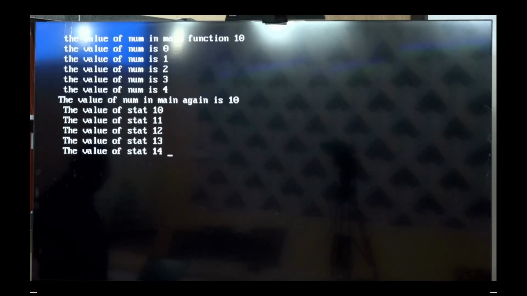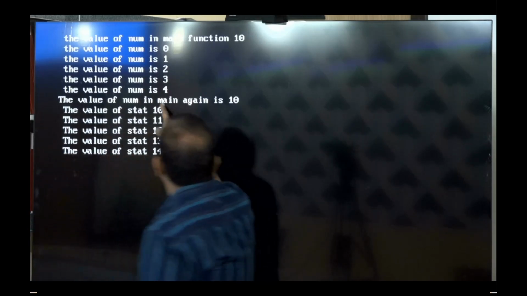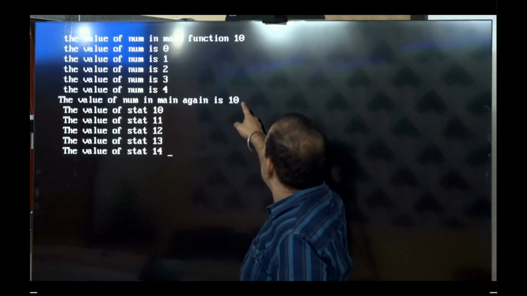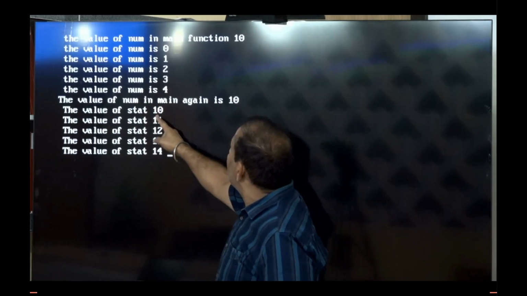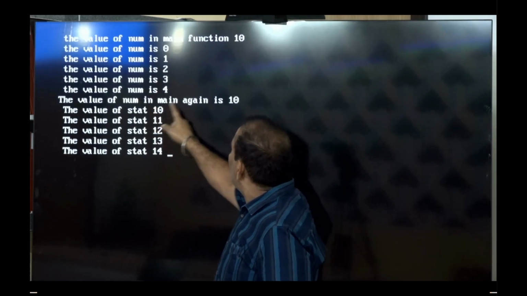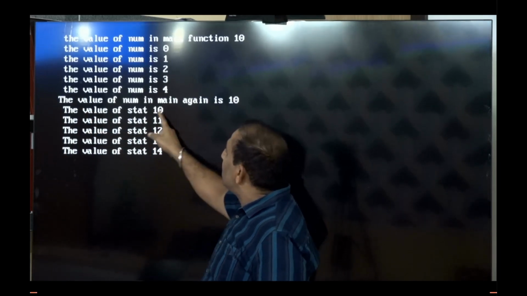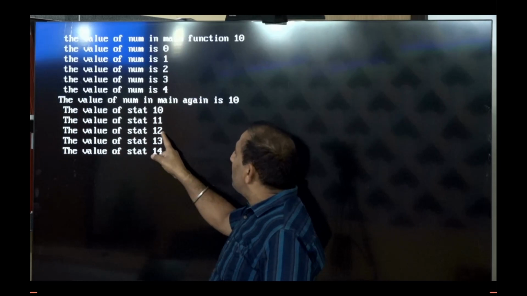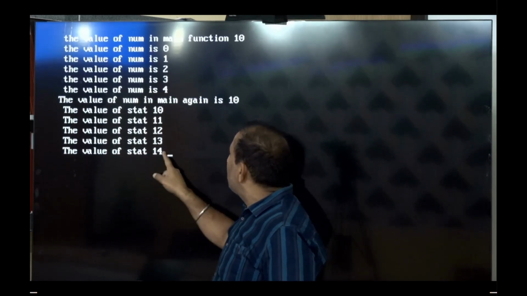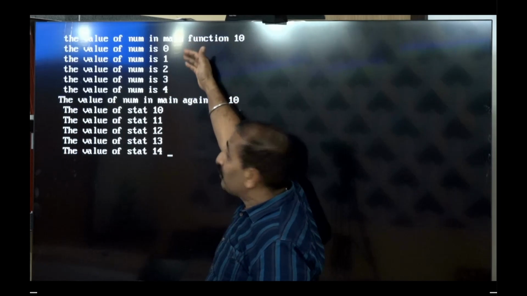Right? We'll run this program and see how it behaves. The value of num in main function is 10. Then the value of num is this one. In the main, stat is 10. Sorry, this one. The value of stat is 10. The value of stat is 11. Value of stat is 12. The value of this is 13. 14. See, this is the previous program. So that's why I am getting confused.